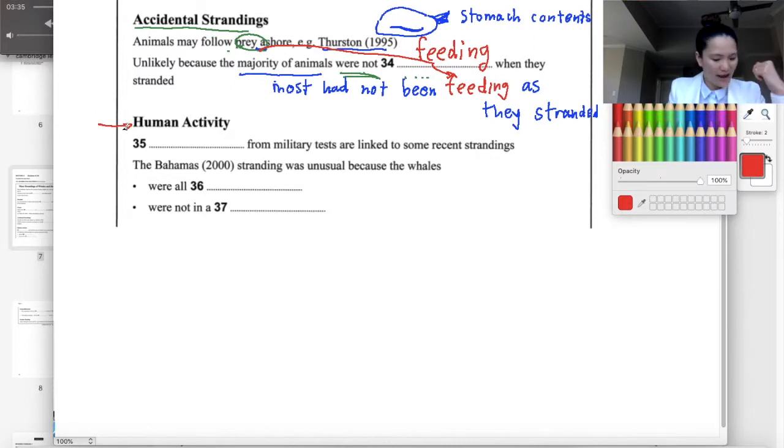You can make it human activities. ประเด็นต่อไปอาจจะเกี่ยวกับ human activities ก็ได้ค่ะ 35 for military test การเทสทางทหาร all linked to some recent strandings ทำให้เกิดเหตุการณ์เกยฝั่งขึ้นอย่างใน Bahamas 2000 stranding was unusual because the whales were all and were not in มันเกี่ยวกับอะไรบางอย่างในการทดลองของทหารหรือเปล่า Okay, you try to read 35 with me. For military test, all linked to some recent strandings. The Bahamas 2000 stranding was unusual because the whales were all and were not in.